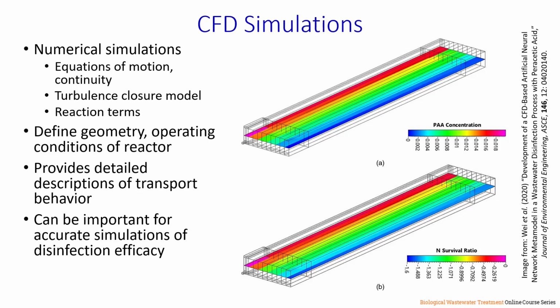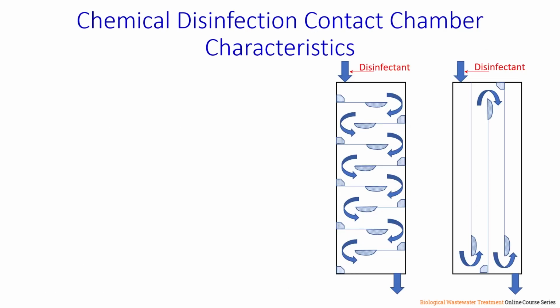The simulations that are illustrated in these images are for a reactor in which peracetic acid is used as the disinfectant. And the simulations illustrate the behavior of peracetic acid as the disinfectant, as well as the concentration of the pathogen that is the target of disinfection. So this particular example is based on peracetic acid, but it's important to recognize that CFD can be applied to essentially any disinfectant. Now let's consider some of the basic characteristics of chemical disinfection contact chambers.